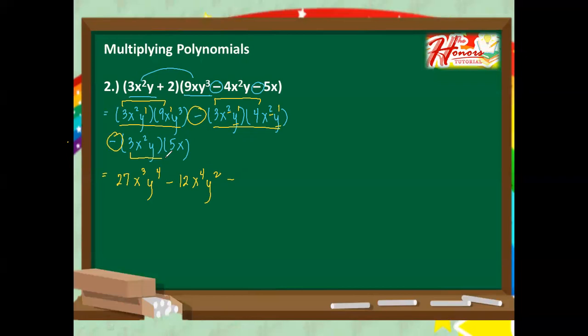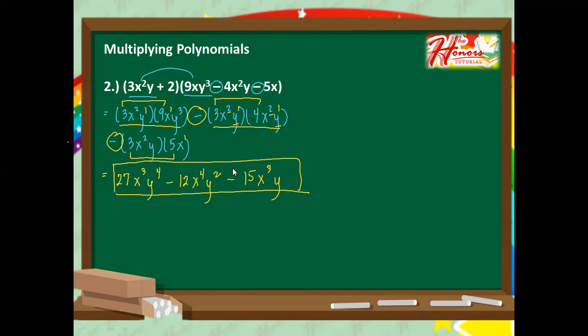multiply the numbers now. So 3 times 5, that's 15. And then for x, copy x and then add the exponents. So we have here 2 plus 1, that's 3. And then copy y since we don't have anything to combine with y. So the answer is 27x cubed y raised to 4 minus 12x raised to 4 y squared minus 15x cubed y. So that's for number 2.